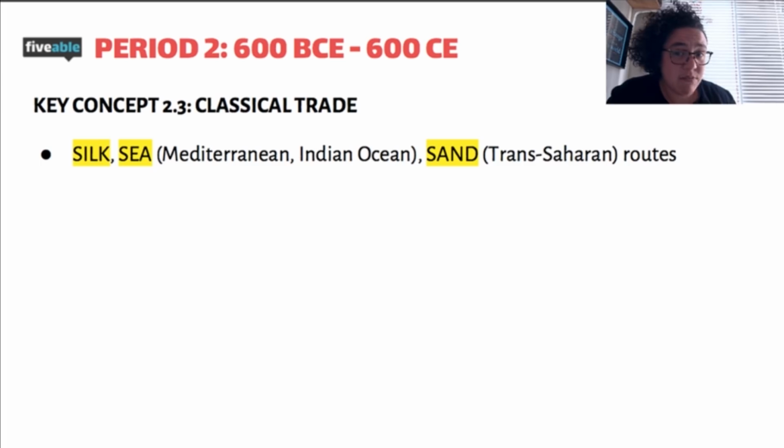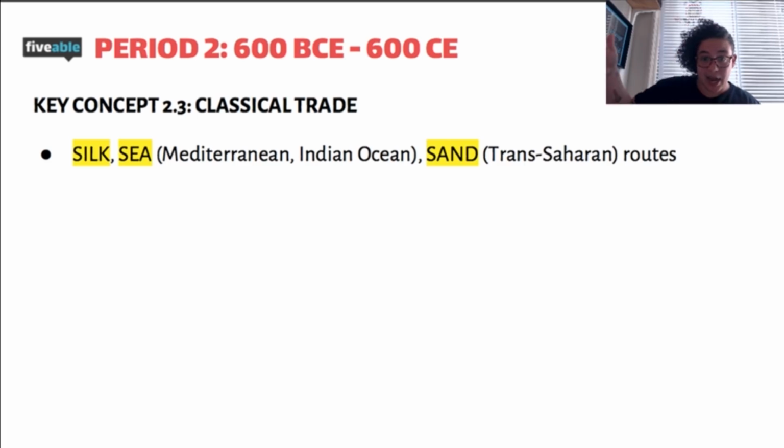Then you've got the sea routes, the sea roads. This is your Mediterranean, right? I'm going to show you a map of all of this in a second. But in the Mediterranean, you have all the connections across the Mediterranean Sea. And then you also have the sea roads in the Indian Ocean that are connecting the entire Indian Ocean basin, right, across India, from Africa to Southeast Asia.